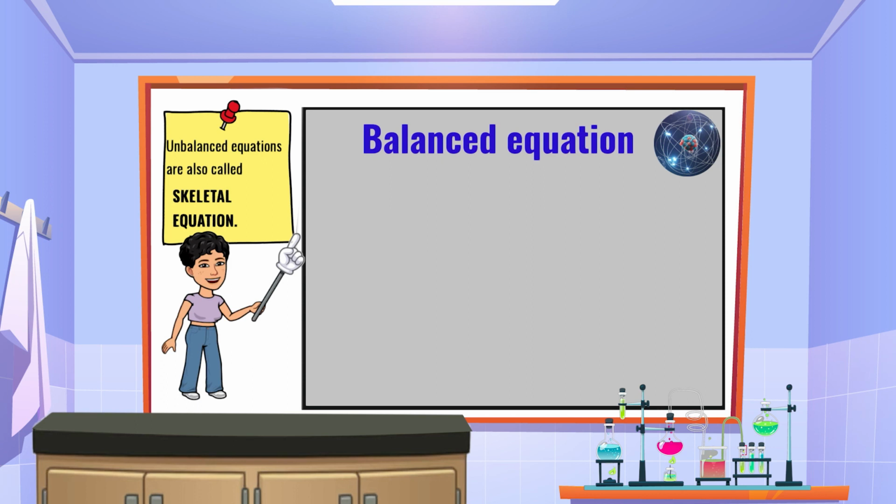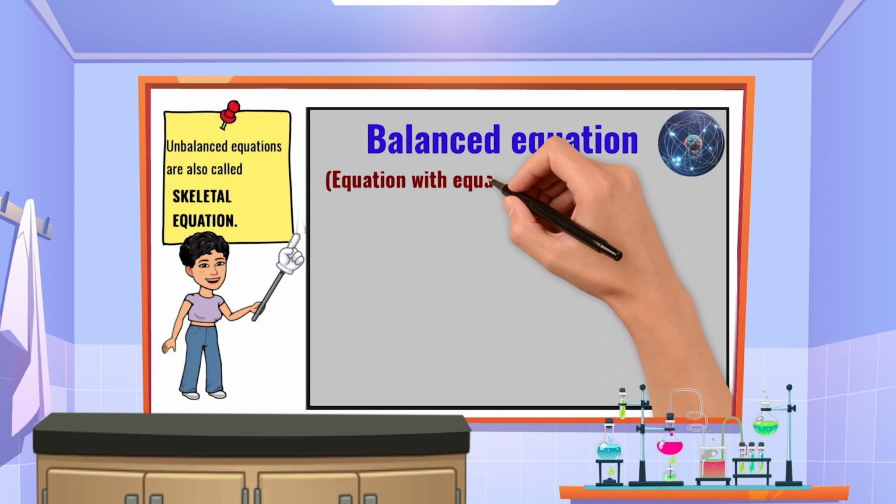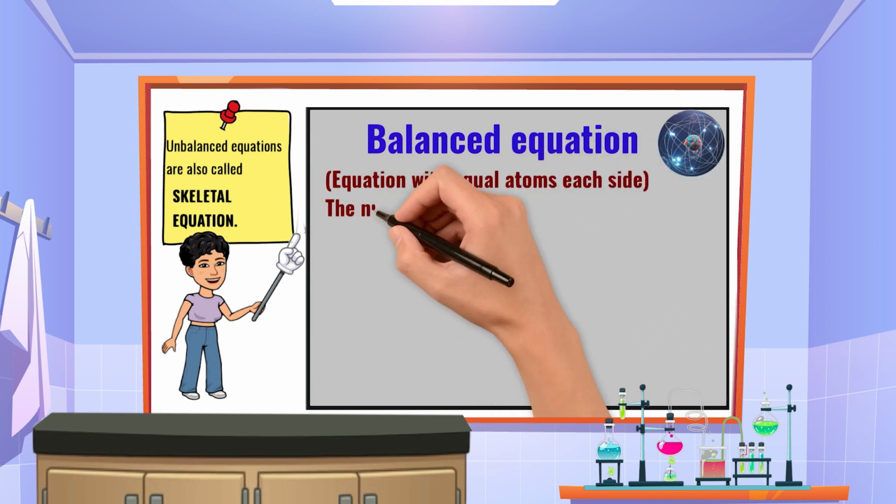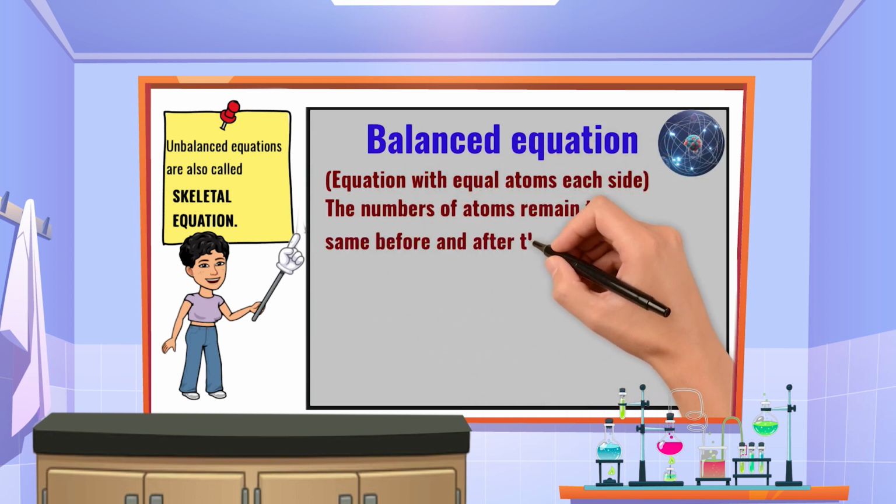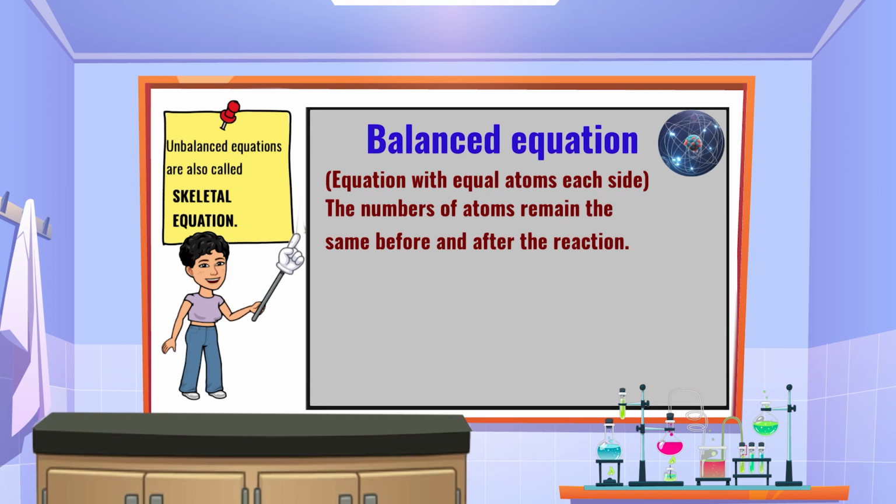To balance an equation, there should be equal atoms on each side. That is, the number of atoms remains the same before and after the reaction. For example, if we add 3 tablespoons of salt to make soup, we will get the taste of 3 tablespoons of salt only, when the soup is made.